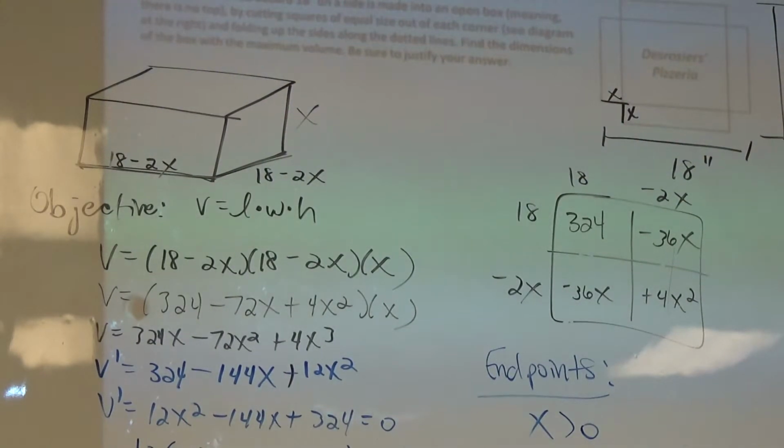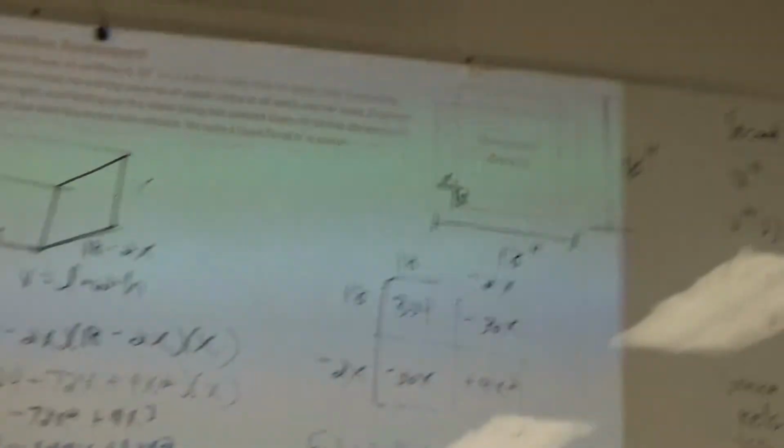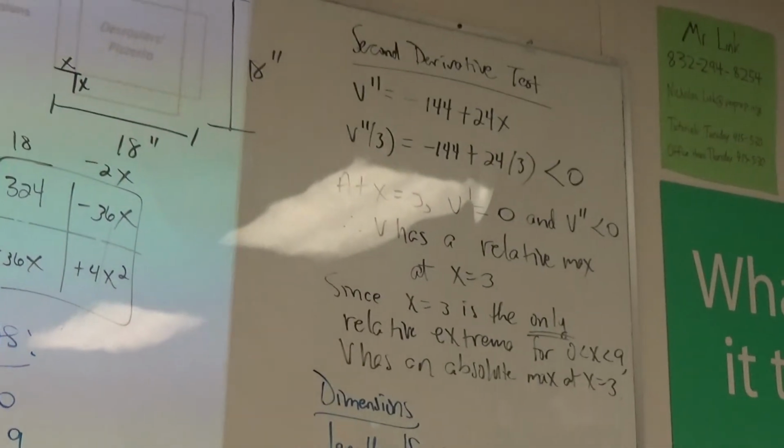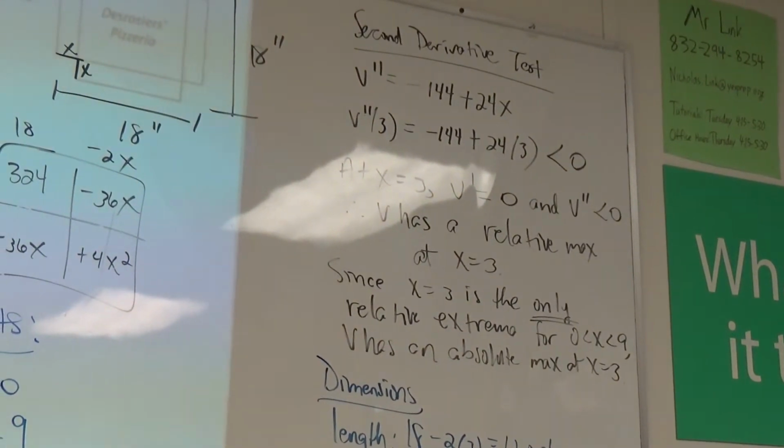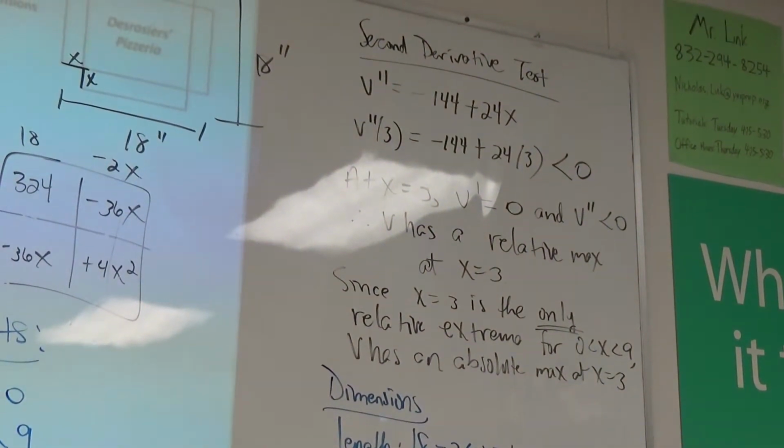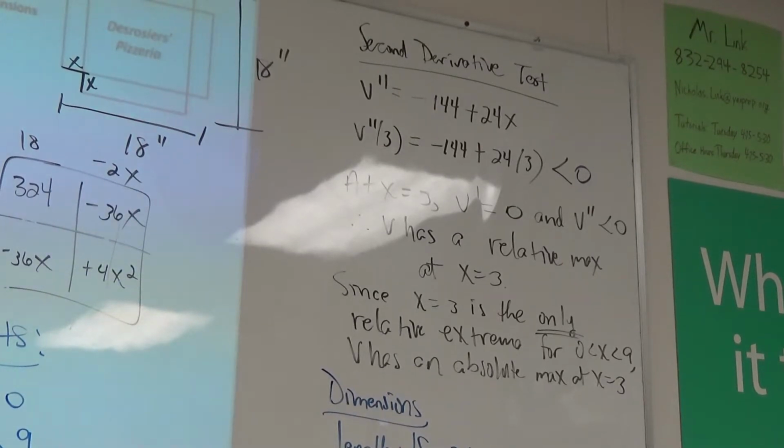So we can't say that 9 is our endpoint? 9 isn't an endpoint because if you actually took a square of 9 inches on this side and a square of 9 inches on this side, the box would disappear. Okay? All right, let's flip it over.